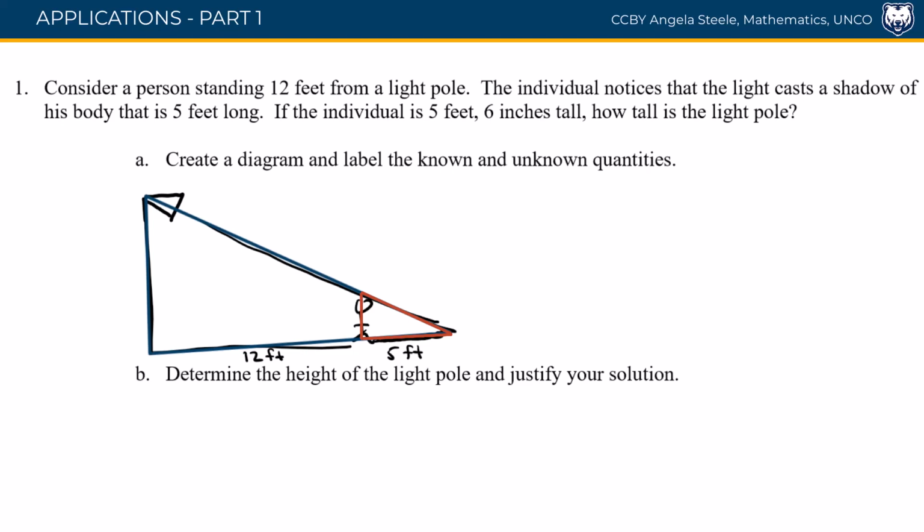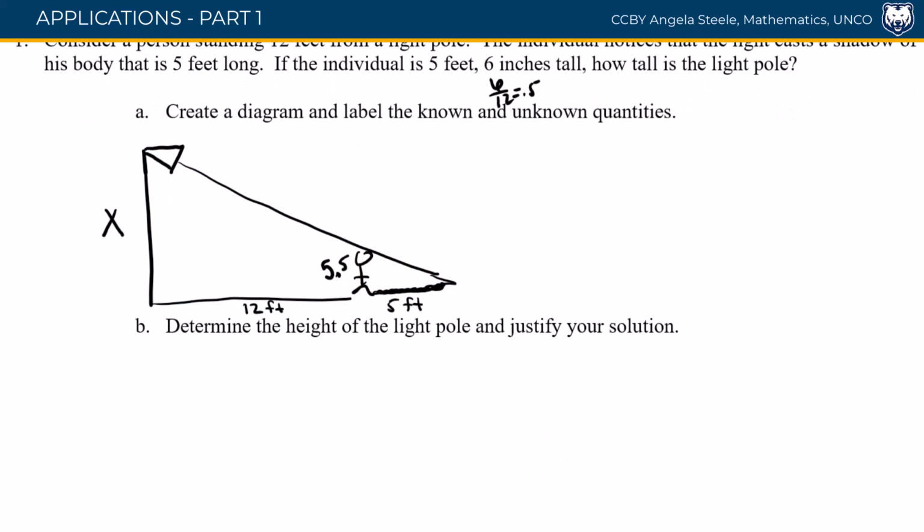Okay, we also know that the individual is 5 feet 6 inches tall, so we're going to label the person as 5.5, because remember 6 inches is 6 out of 12, which is the 0.5. And then the question is, how tall is the light pole? So that is going to be our variable, our x. Okay, so we first have created our diagram and labeled all the things, which we did.